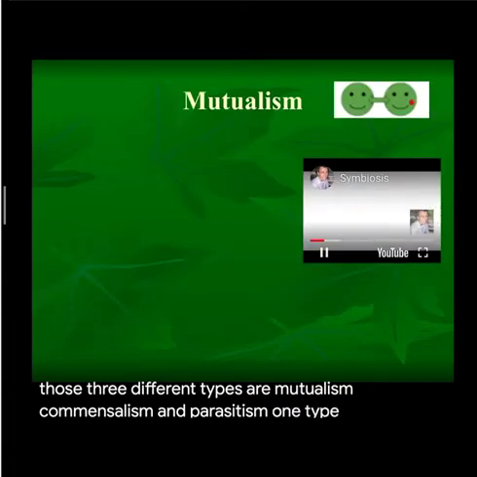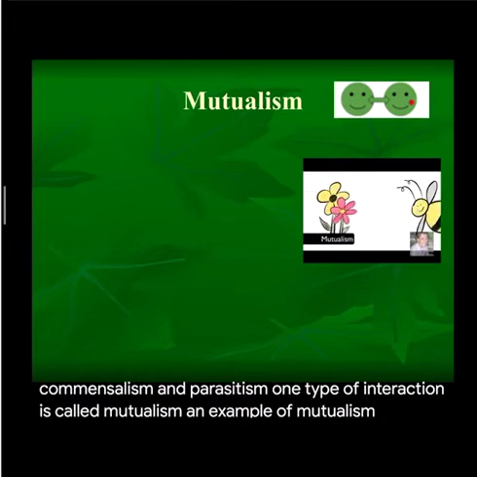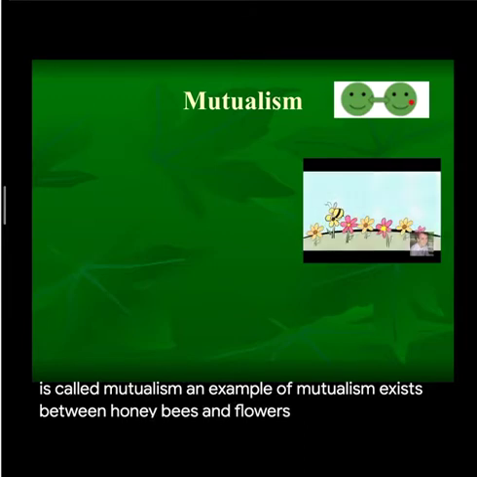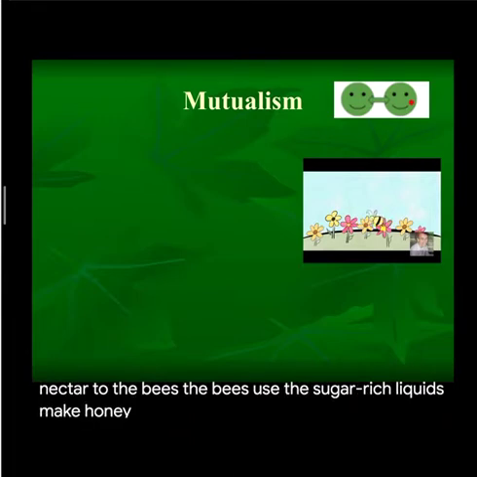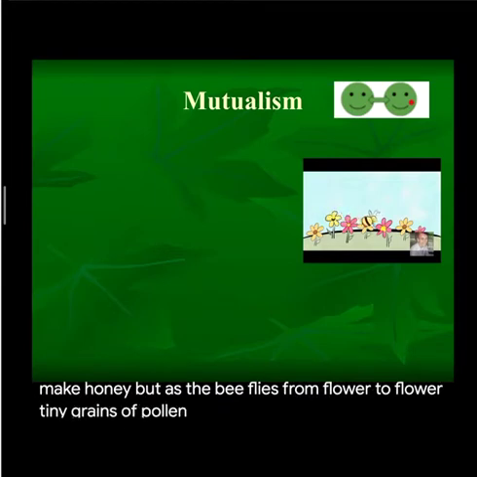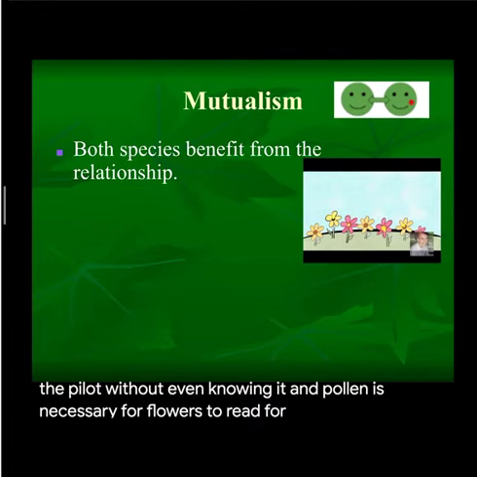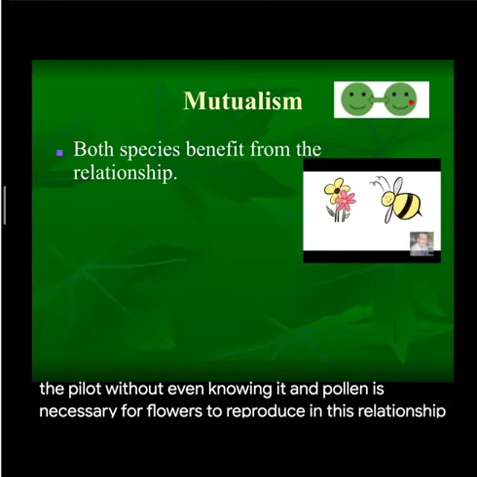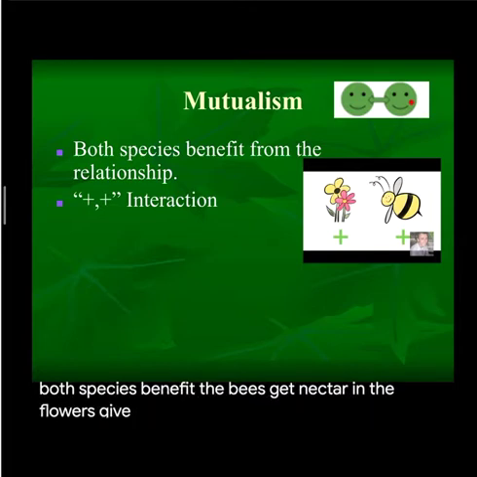One type of interaction is called mutualism. An example of mutualism exists between honeybees and flowers. Flowers provide nectar to the bees. The bees use the sugar-rich liquid to make honey. But as the bee flies from flower to flower, tiny grains of pollen get stuck to the bee. The bee moves the pollen without even knowing it, and pollen is necessary for flowers to reproduce. In this relationship, both species benefit. The bees get nectar, and the flowers get pollinated.